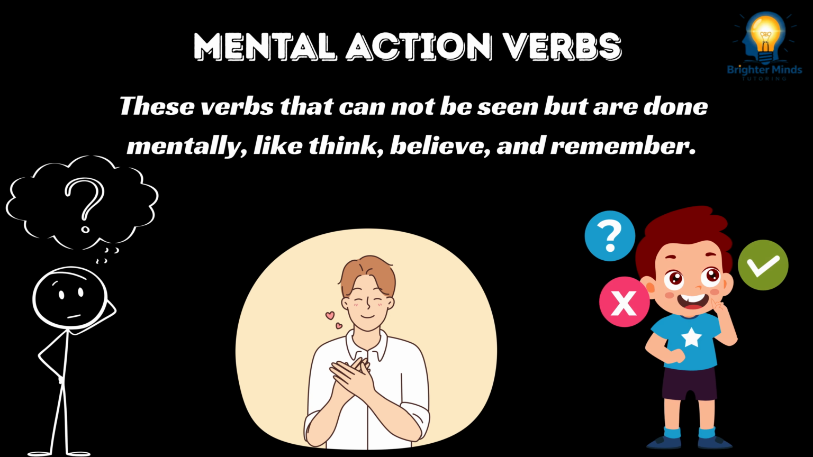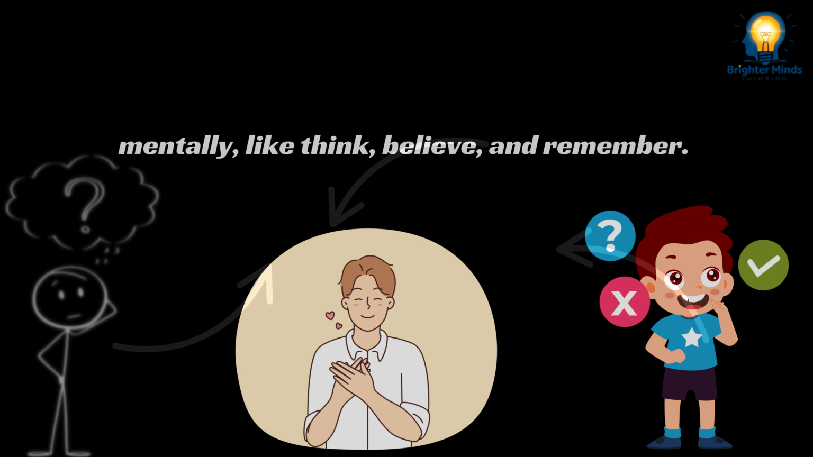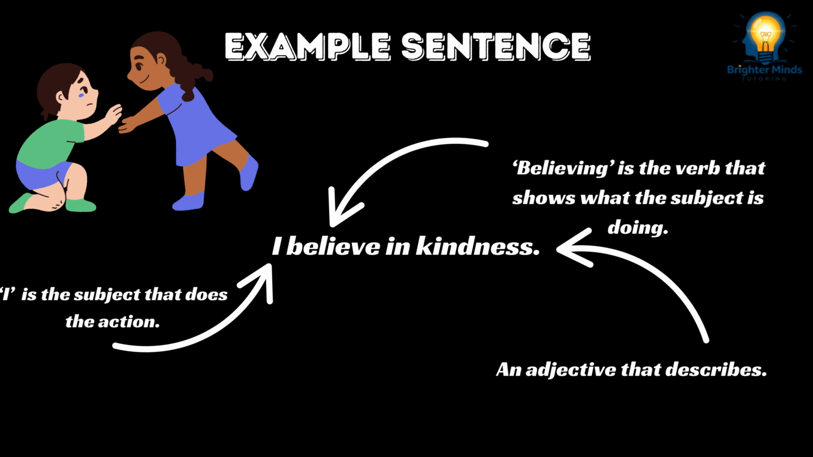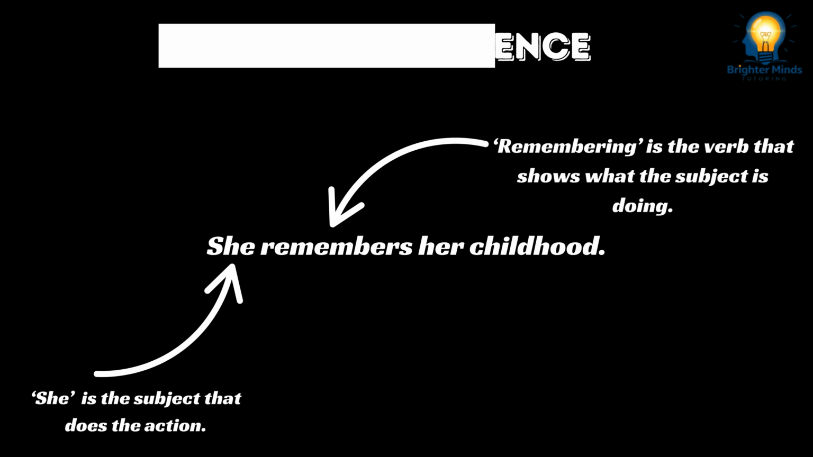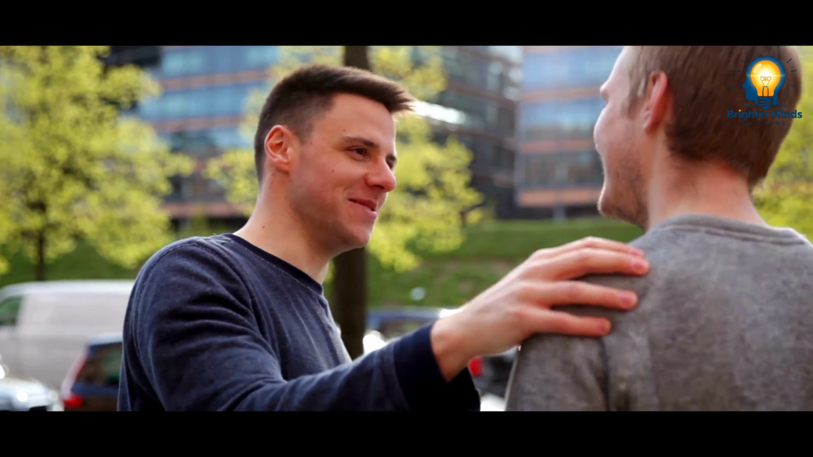Mental action verbs describe things that happen in your mind. You can't see them, but they're still actions. Words like think, believe, remember, understand, imagine, or decide are mental action verbs. For example, I believe in kindness. The action is believe, which happens in the mind. Or she remembers her childhood. The verb remembers shows mental action. So whether the action is physical or mental, if something is being done, it's an action verb.